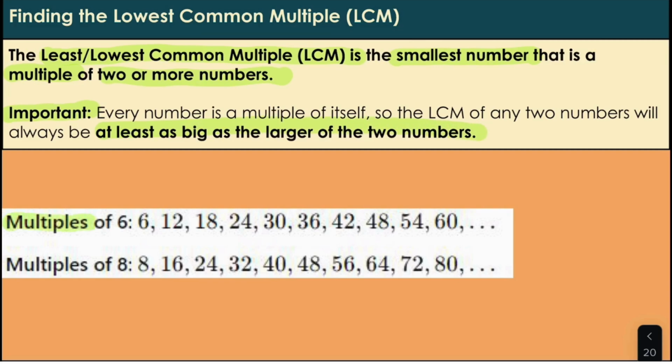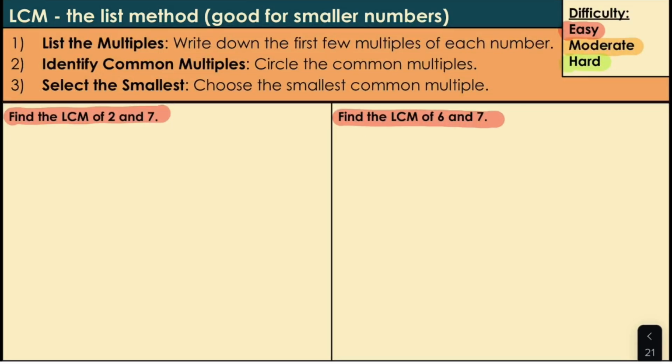So we have multiples of 6 and we have multiples of 8. Let's find the common multiples. Which one is the lowest common multiple? The 24. So finding the lowest common multiple, let's have a look at the list method.